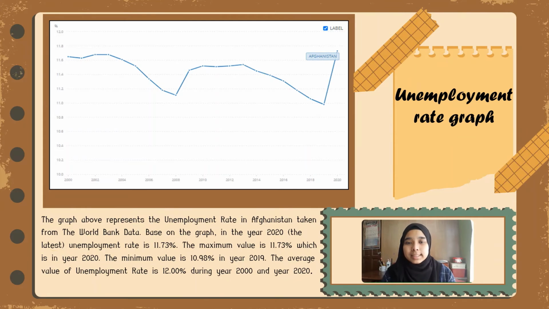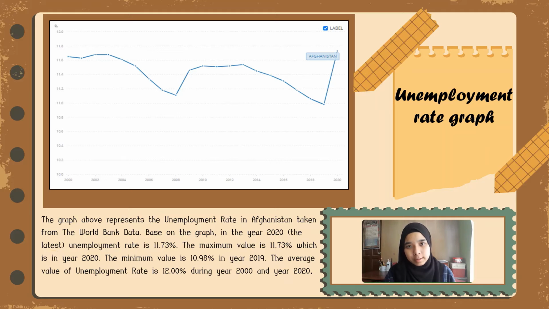The unemployment rate graph in Afghanistan. If you look at the graph above, it represents the unemployment rate in Afghanistan, taken from the World Bank from 2000 until 2020. Based on the graph, the highest value is 11.73%, which is the latest in 2020, and the minimum value is 10.98%, which is in the year 2019. The average value of the unemployment rate in Afghanistan is 12% during the years 2000 to 2020.